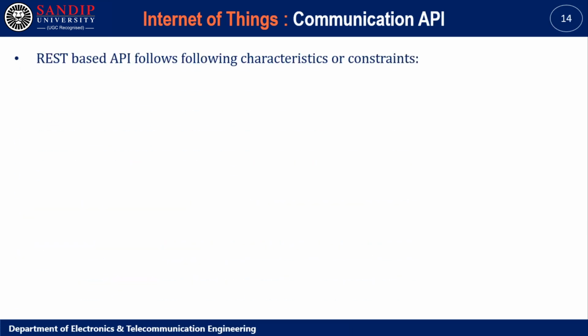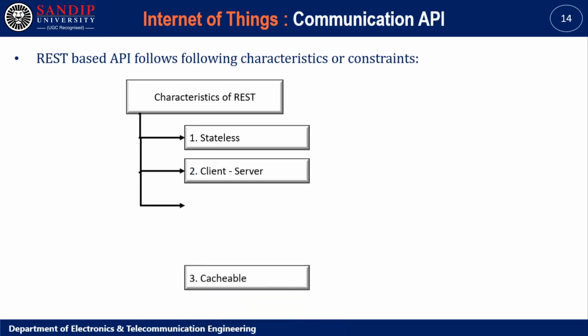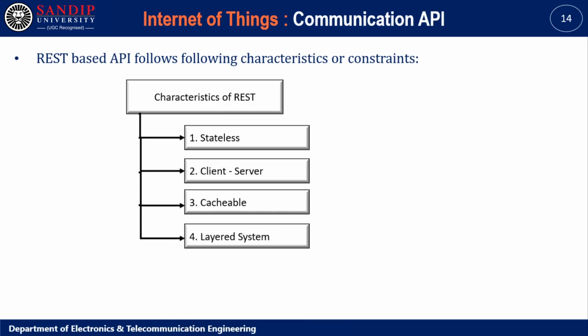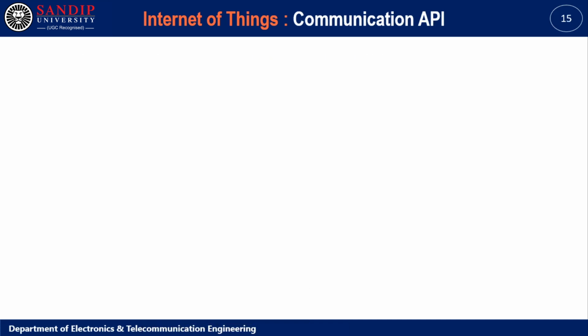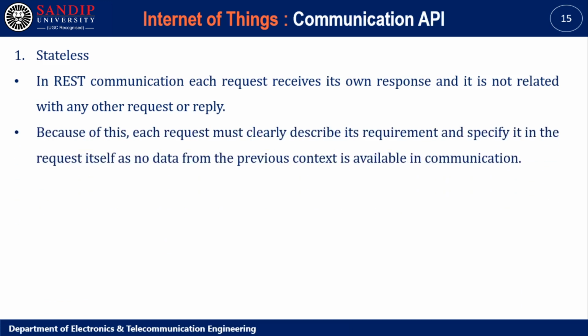A REST-based API follows the following characteristics or constraints. Characteristics of REST: stateless, client-server, cacheable, layered system, uniform interface, code on demand. First is stateless. In REST communication, each request receives its own response and it is not related to any other request or reply. Because of this, each request must clearly describe its requirement and specify it in the request itself, as no data from the previous context is available in communication.